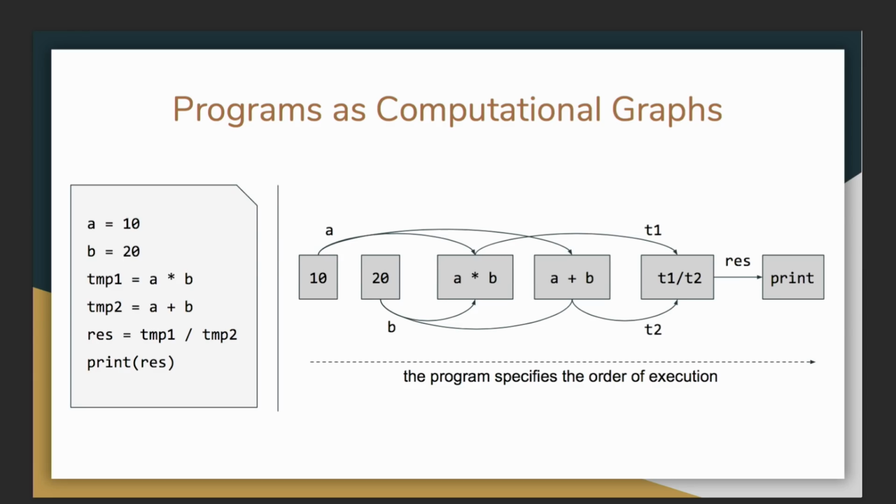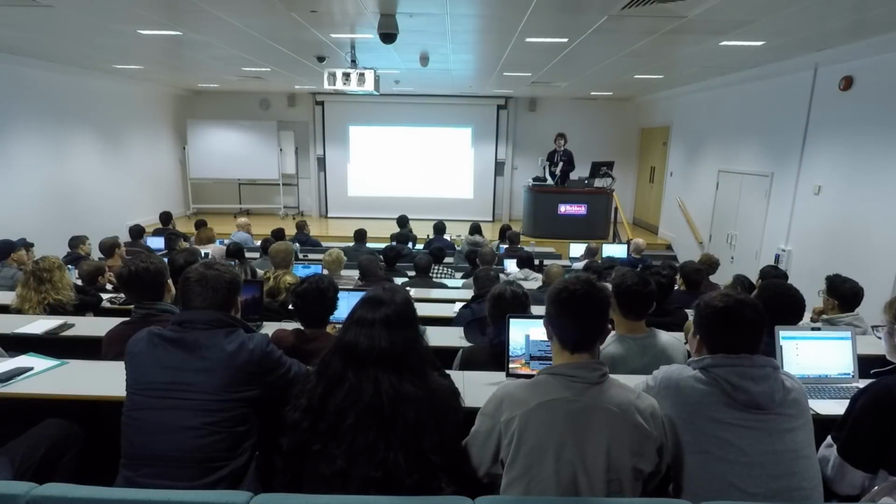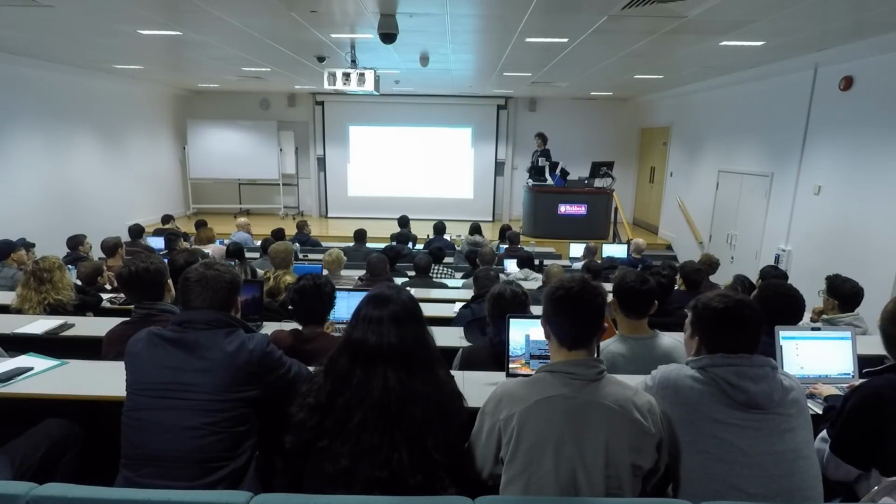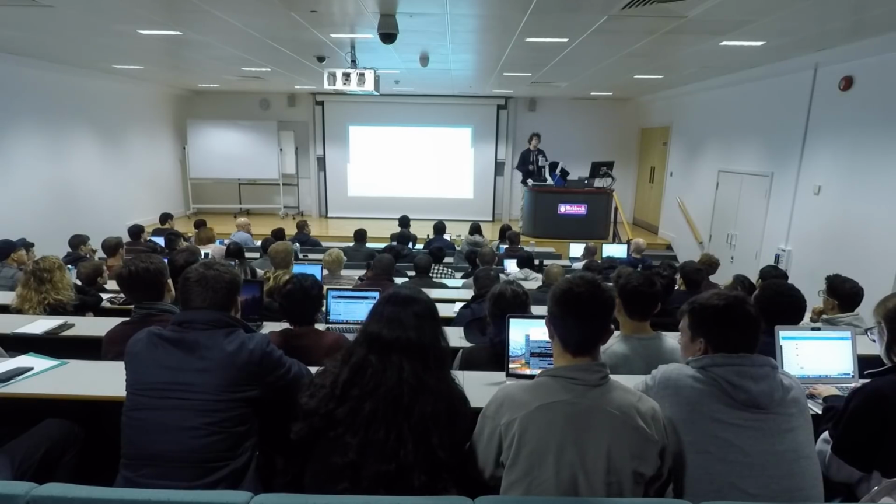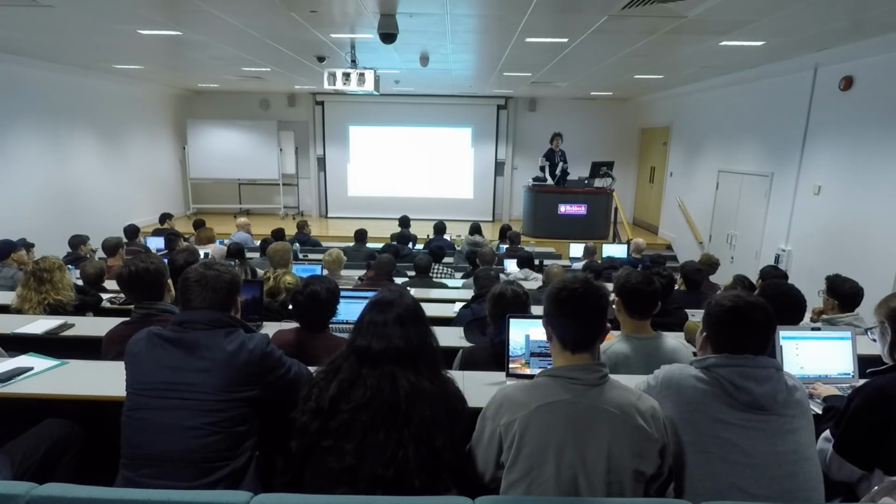Instead, computational graphs are, again, a collection of primitive operations, but instead of specifying the order of execution, they specify exclusively the dependencies across these operations. So how the outputs of these operations flow from one operation to another. And this is quite an advantageous representation for a reason I will be explaining shortly.